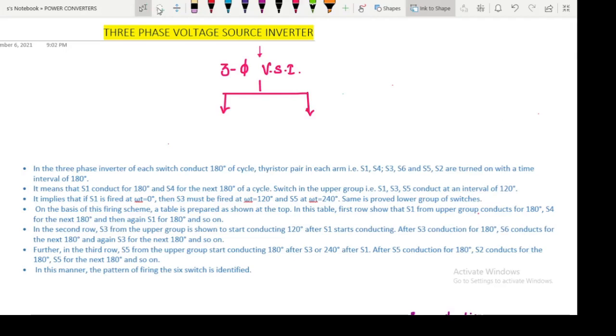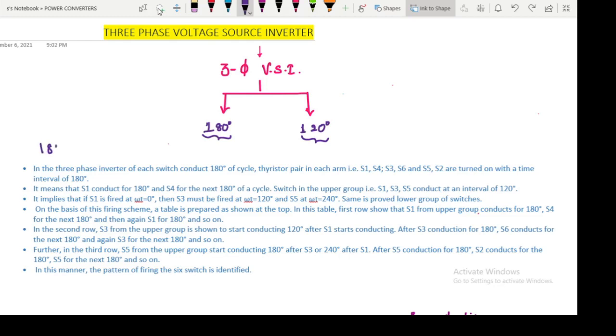Hello students, now we are going to see the three phase voltage source inverter. Based on the conduction time of a switch, three phase voltage source inverters are divided into two types: 180 degrees conduction mode and 120 degrees conduction mode. This is the time for which a switch in a VSI will be operated. First, let us see the 180 degrees conduction mode.